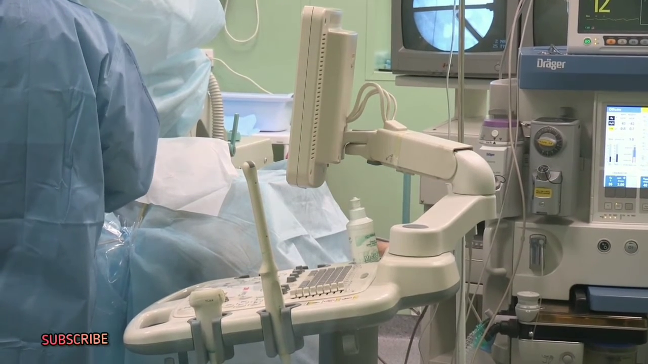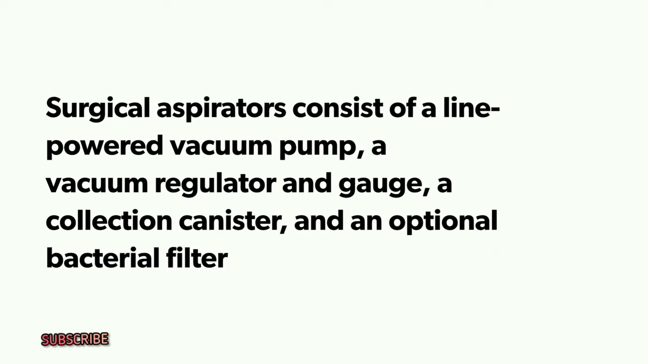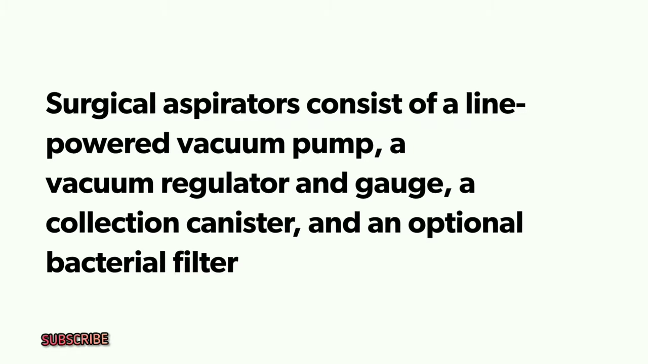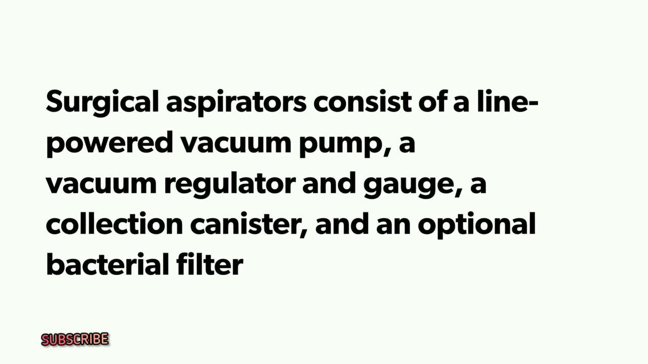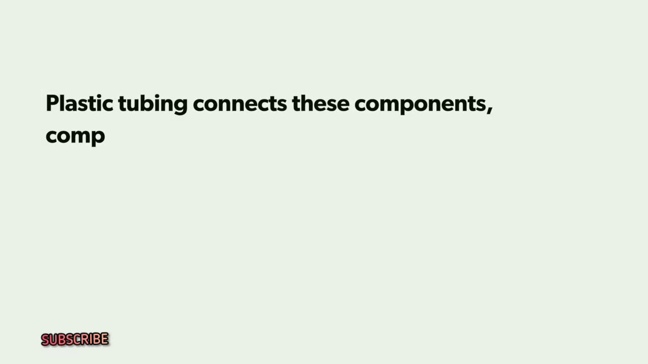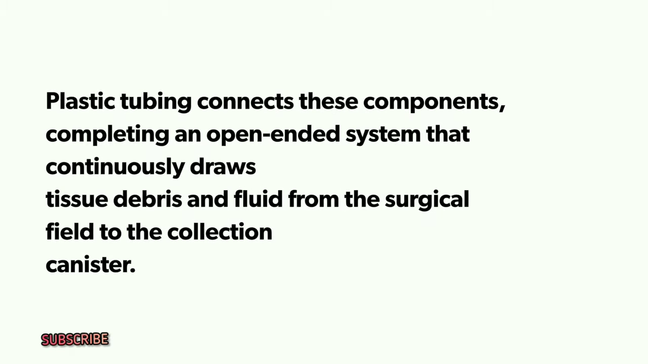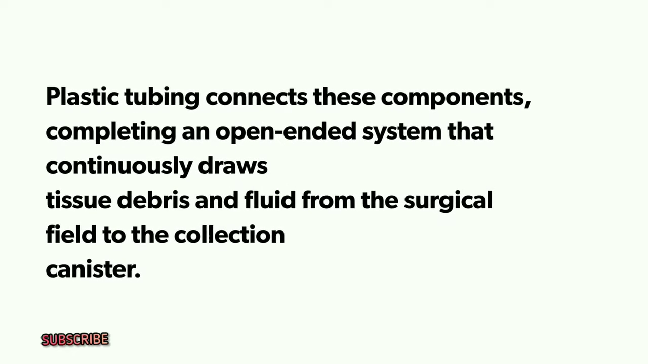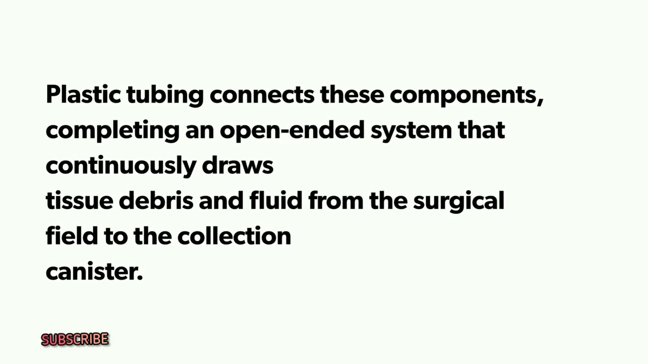So let's talk about how this equipment looks. Surgical aspirators consist of a line-powered vacuum pump, a vacuum regulator and a gauge, a collection canister, and an optional bacterial filter. Plastic tubing connects these components, completing an open-ended system that continuously draws tissue debris and fluid from the surgical field to the collection canister.